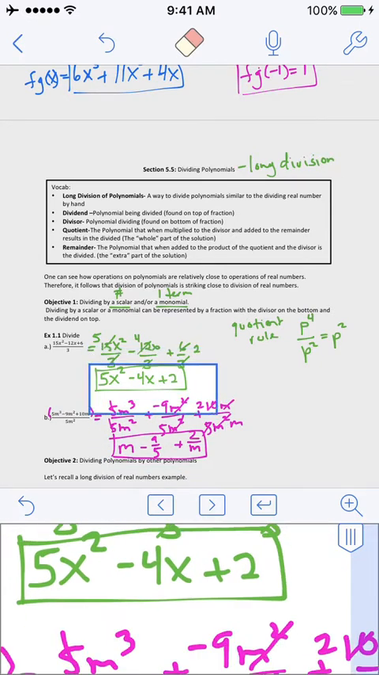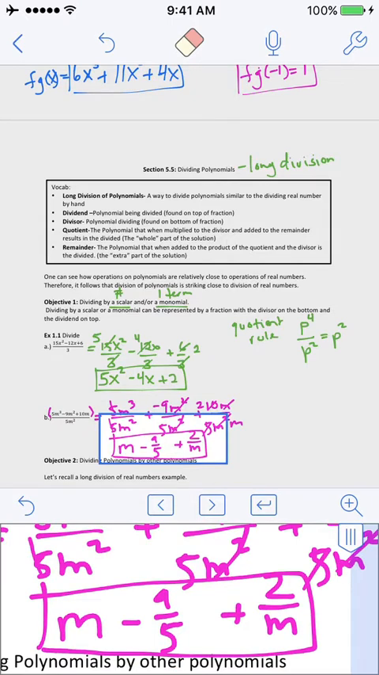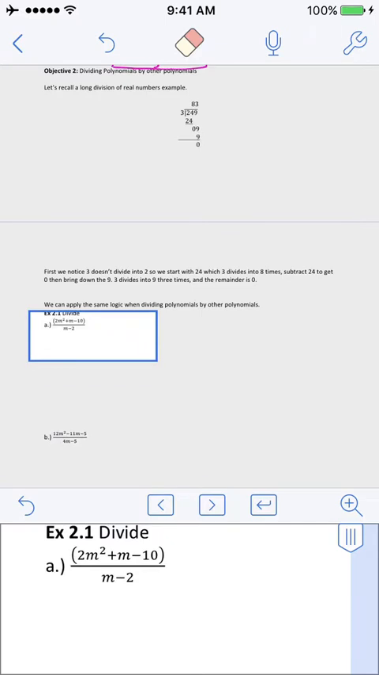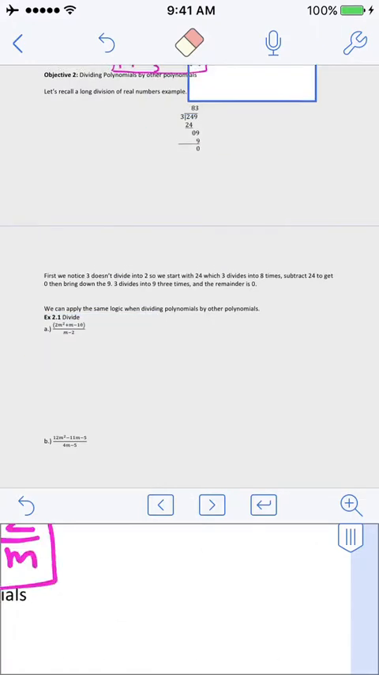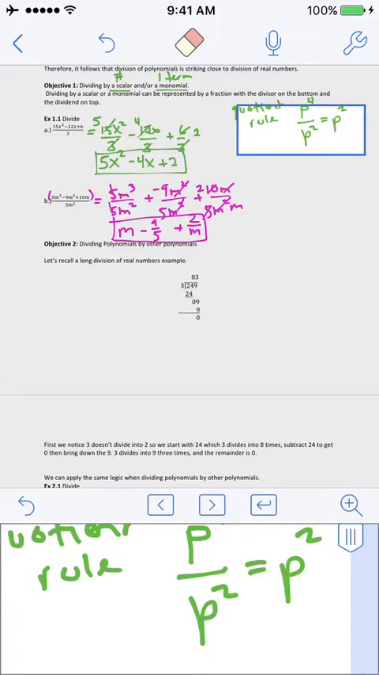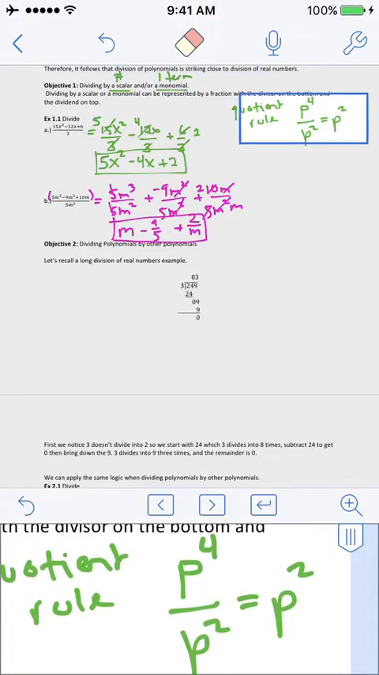Okay, so that's division by a scalar and a monomial. You essentially just break it up and divide using the quotient rule in each case. Now, unfortunately, when we're presented with stuff like this, I'm going to scroll all the way down to example 2.1 on the next page. When you have stuff like this, this rule no longer applies. Quotient rule only works if you're talking about term to term, right? So we're talking about one term being divided by one term, and whether that's a scalar or monomial, that's fine, but it's only one thing.